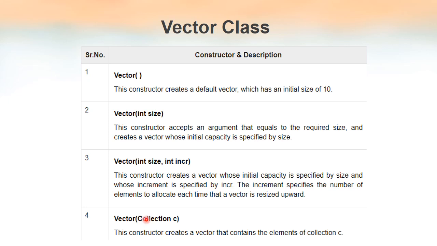Now if we have a collection like an array list or an already existing list, and we want to create a vector by using the numbers already in that list, we can use this constructor. Here the parameter of this constructor is a collection that already exists. A collection means again something like an array or array list. We want to create a vector by using an existing array list, so we can use this constructor.